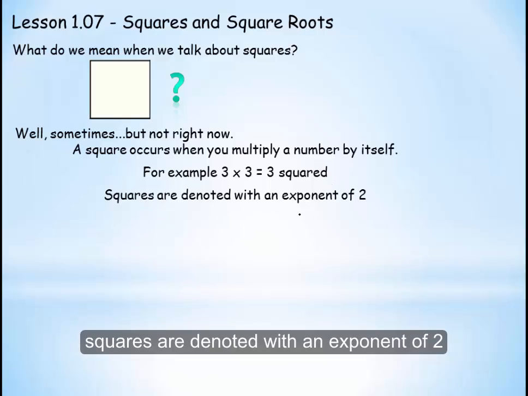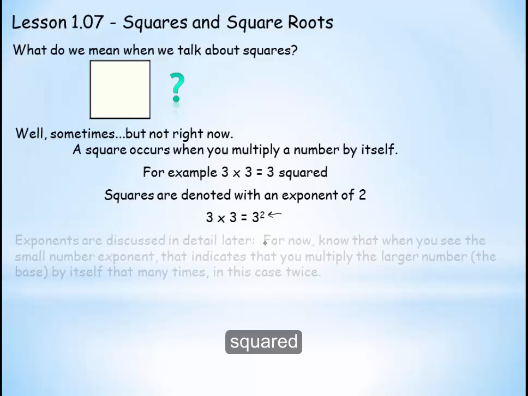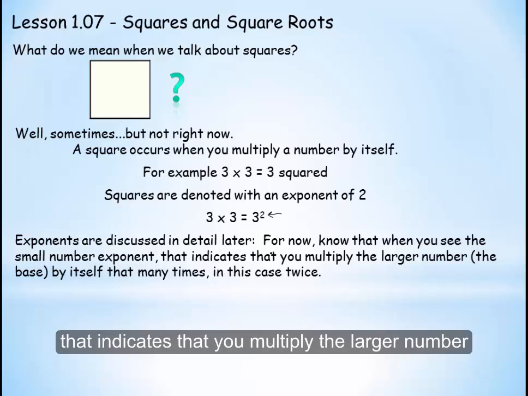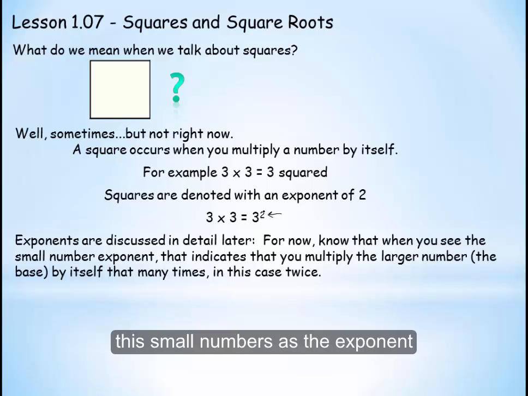Squares are denoted with an exponent of 2. 3 times 3 is 3 squared. Exponents are going to be discussed in detail later. For now, know that when you see the small number, that indicates that you multiply the larger number by itself that many times. This small number is known as the exponent. This large number is known as the base.